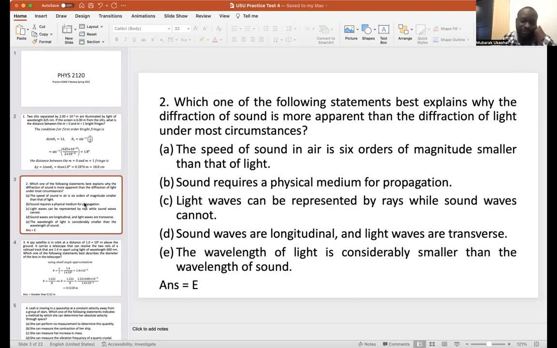Now we go to the second problem. Which one of the following statements best explains why the diffraction of sound is more apparent than the diffraction of light under most circumstances? And the correct answer here is E. The wavelength of light is considerably smaller than the wavelength of sound. And that is why the diffraction of sound is more apparent, because you can easily see the bending around the diffraction grids or slits compared to smaller wavelengths, where the bending is almost not observed as much.